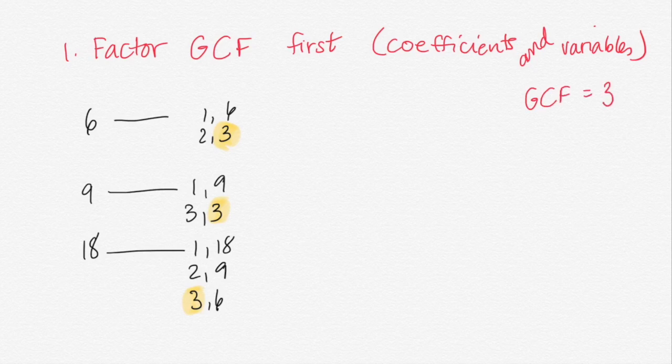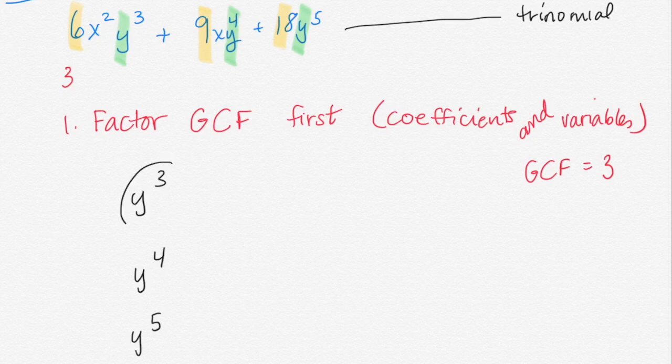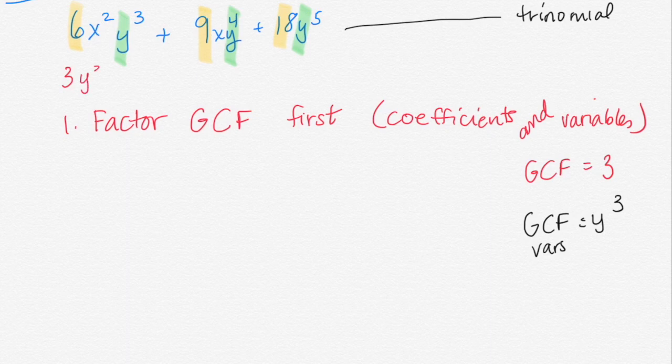And then I'm going to immediately look at my variables and see if I can find a greatest common factor with my variables. I have x's and I have y's, and I notice that my y is in every single term. I also notice that I have y to the third, y to the fourth, and y to the fifth. So my greatest common factor here is going to be y to the third power because every term has at least 3 y's. So I'm going to pull out 3y to the third power as my factor.